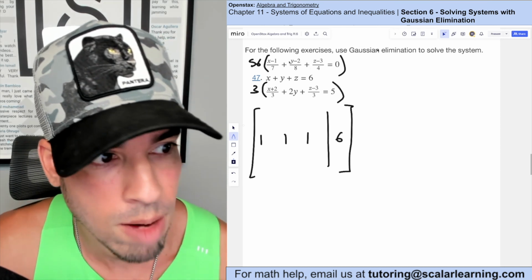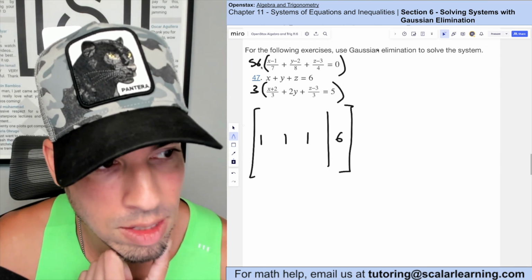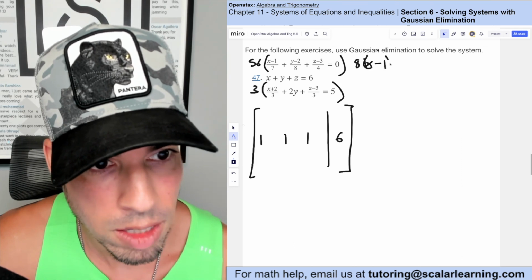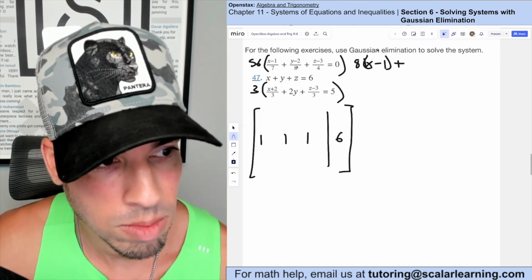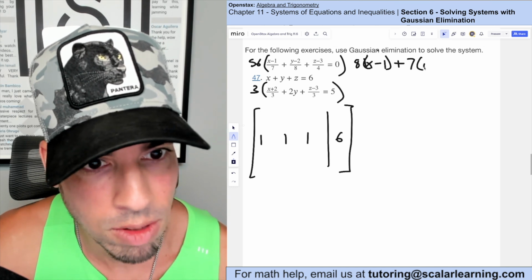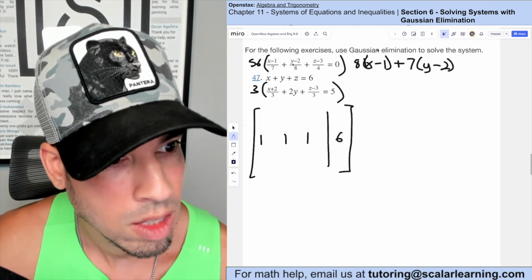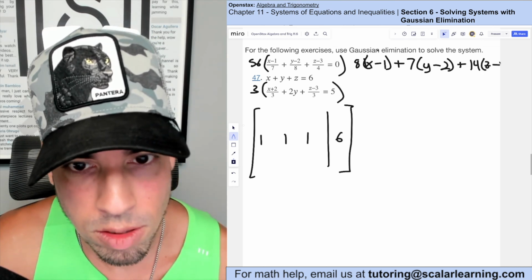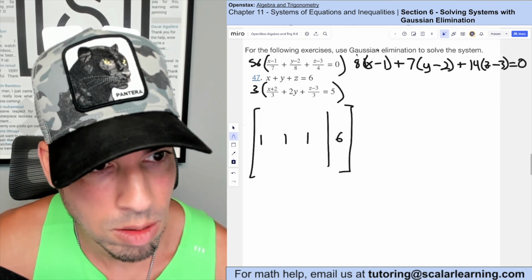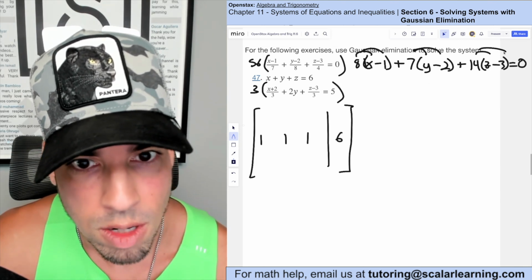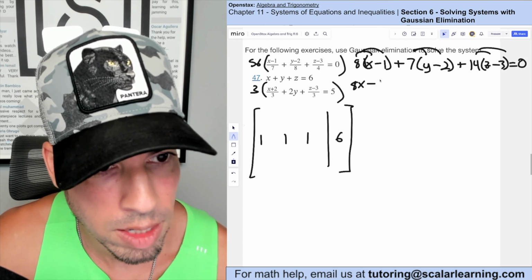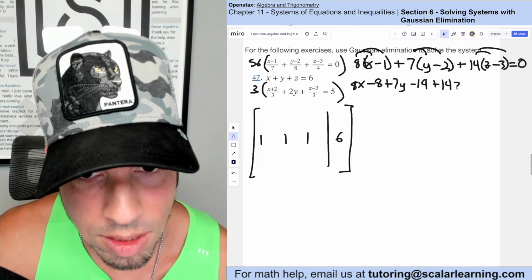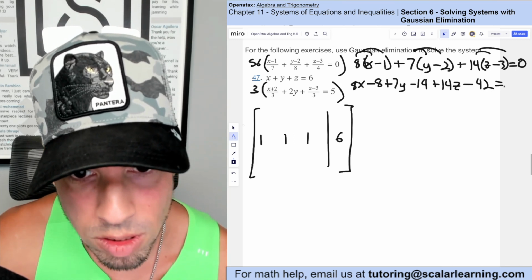All right, let's do the first top one first. So 56 times this, you divide by 7 and you'd get 8. So 8 times x minus 1 plus 56 times this, you divide by 8, that's 7. So we get 7 times y minus 2. And then 56 divided by 4 is 14 times z minus 3. And that's all going to equal 0. Now let's simplify, distribute. And then we get 8x minus 8 plus 7y minus 14 plus 14z minus 42 is equal to 0.